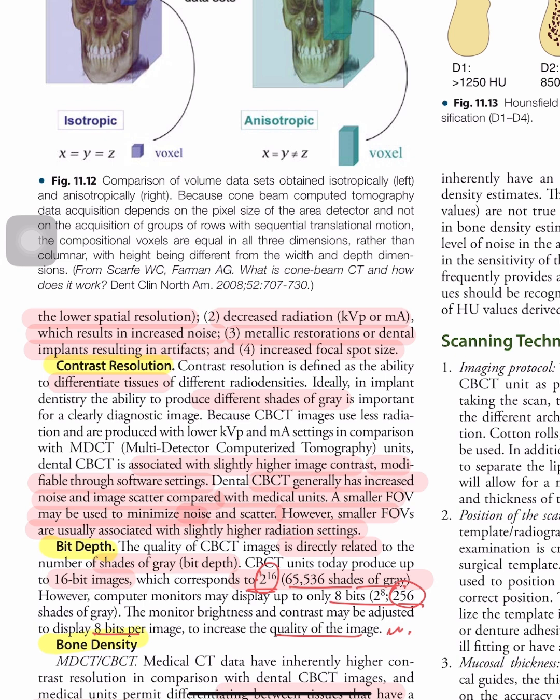Contrast resolution is defined as the ability to differentiate tissues of different radio densities. Basically, CBCT has increased noise and image scatter compared with the medical CT. A smaller FOV may be used to minimize this noise and scatter. However, smaller FOVs are usually associated with slightly higher radiation doses.